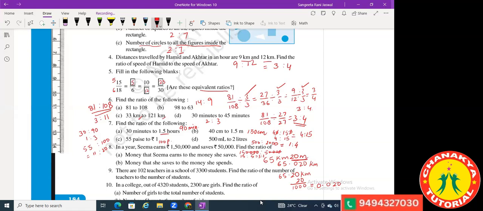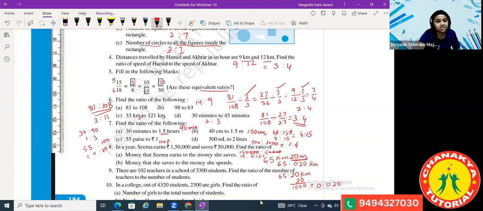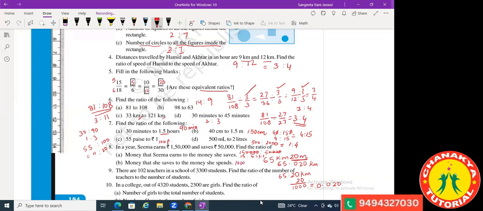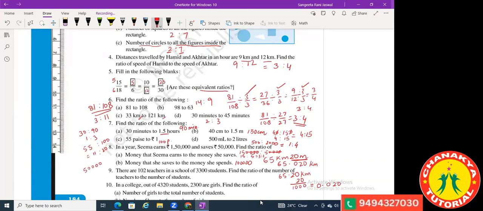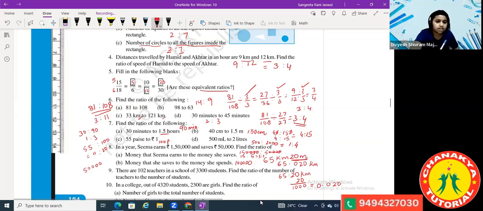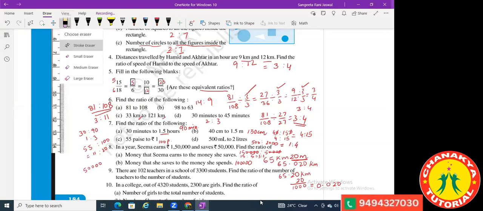Okay. Now, second part. Money that she saves to the money she spends. Now how much money is she spending? She's earning 1,50,000, saving 50,000, so she is spending rupees 1,00,000. So money that she saves to the money she spends is 50,000 is to 1,00,000. Ma'am, it's the same as the first one, but we need to switch.